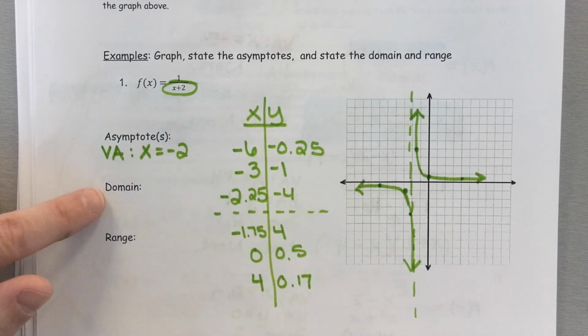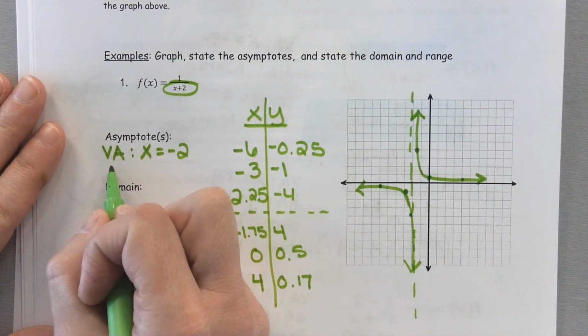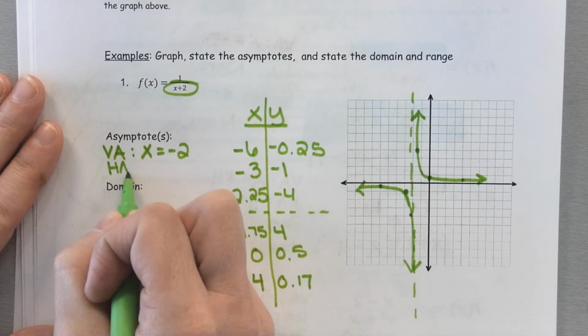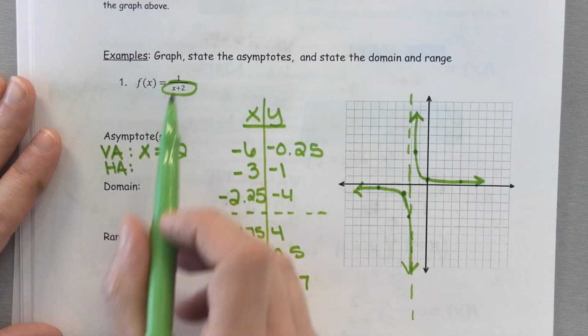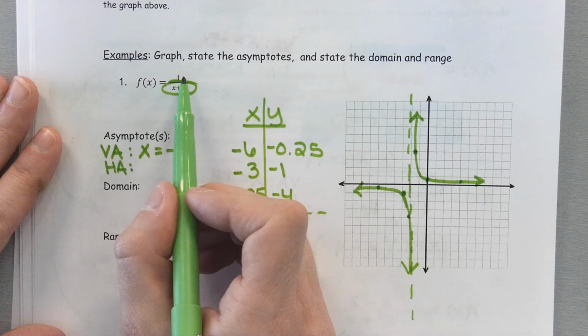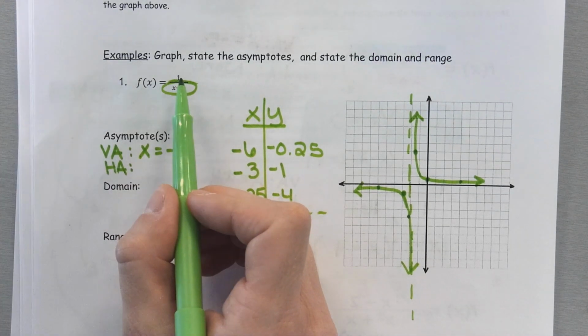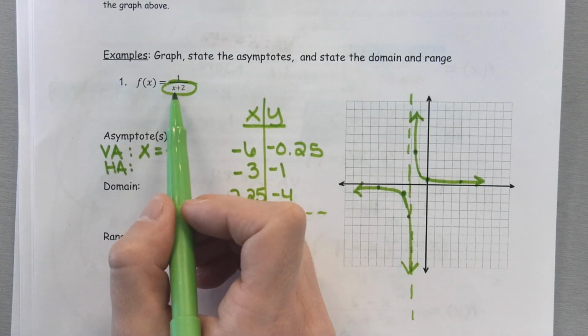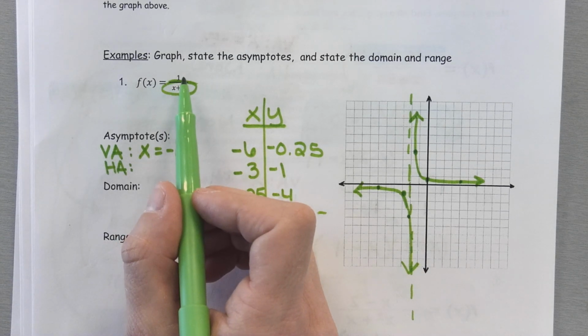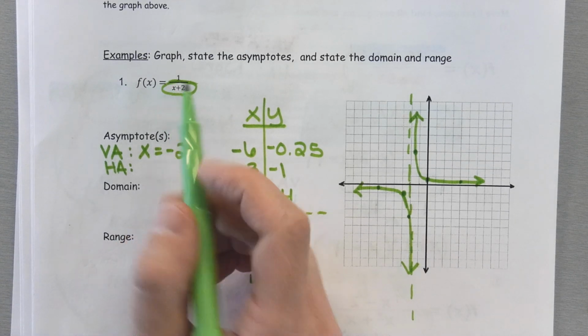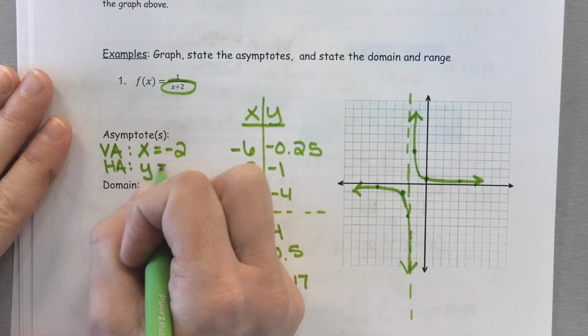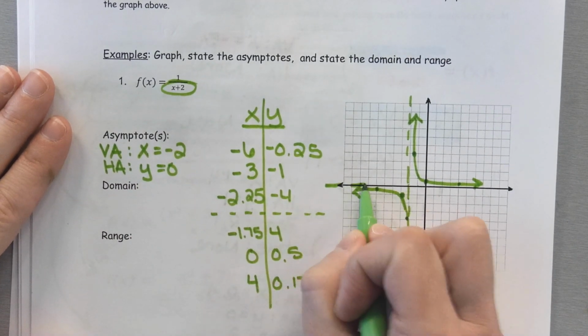And that's going to impact my domain. We'll get there in a minute. Horizontal asymptote. If the degree of my numerator is 0, because there's no variable, and the degree of my denominator is 1, that means the degree of the numerator is smaller. So, yep, y equals 0. So I have another asymptote here.